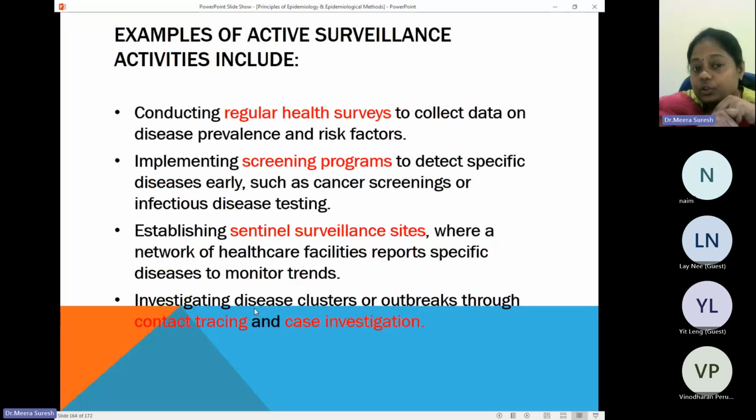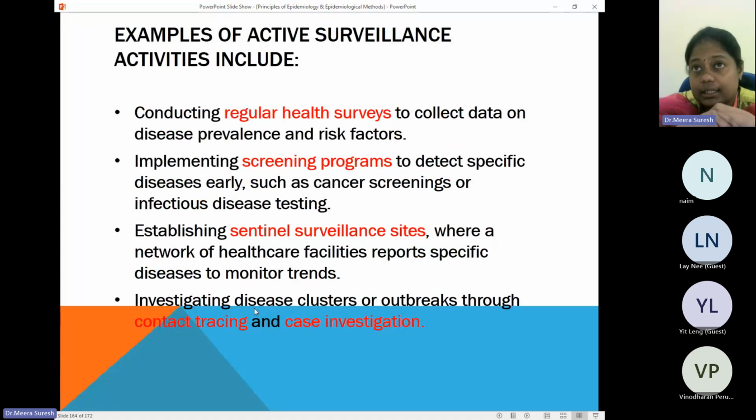Some examples are conducting regular health services. People will go to a particular area and provide health services. It can be a usual community, or it can be certain hospitals. For example, they may have plotted out certain hospitals, and every day they go to one or the other hospital and take a weekly collection. Or they can do screening programs. Screening is a chapter we will deal with later, but screening is like screening out.